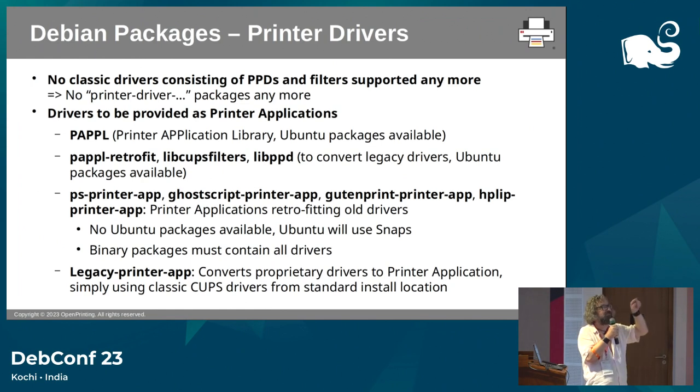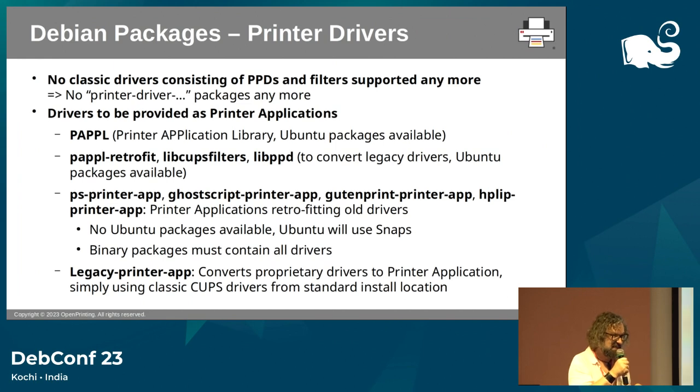We have no classic drivers, so we will not install the printer drivers packages anymore. But instead we will install printer applications. We have to install the printer application library, which is used by all printer applications. We also have to install, if we have printer applications which retrofit old drivers, so this means a printer application which uses internally PPDs and driver filters, the PAPPL retrofit library, the libcupsfilters library, and the libppd to support the legacy drivers. From these retrofitting printer applications, we have four: PostScript, Ghostscript, Gutenprint, and HPLIP printer application, and these contain all the drivers for all the around 10,000 printer models which were supported with the current Debian. So we have no loss in printer support when we switch over into the new architecture.